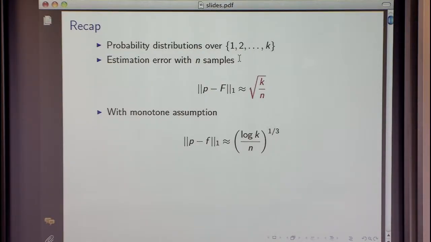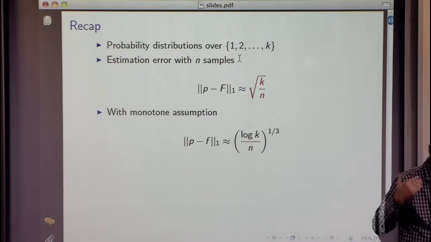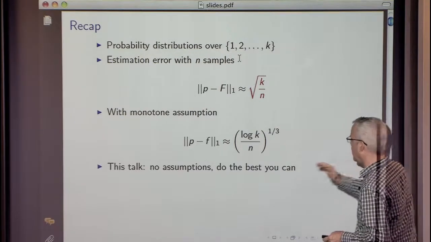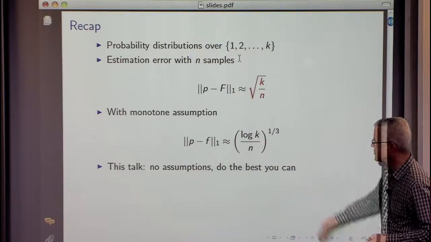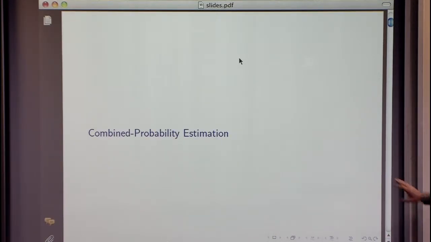So there's an improvement here, and so this is one approach, to make assumptions about the distribution. The approach that I want to discuss today is what we call competitive, or a relaxed, goal. So maybe we modify a little bit what we want to achieve. Maybe it's still close to what we want, but a little weaker, and then we see what we can get. And so that's what we'll discuss today. So no assumptions. We're going to look at all possible distributions, but we'll see what we need to modify in order to get some results. So we'll look at what's called combined probability estimation.